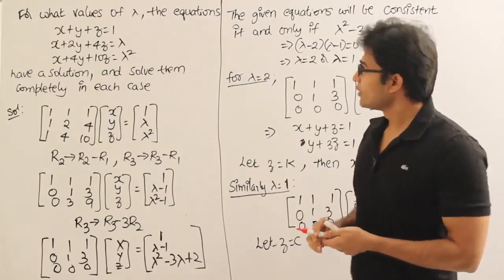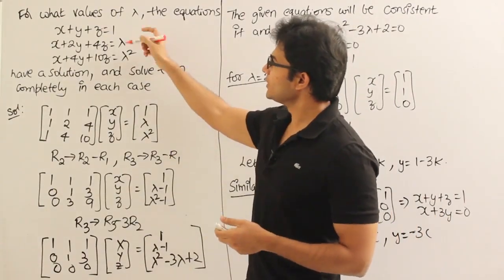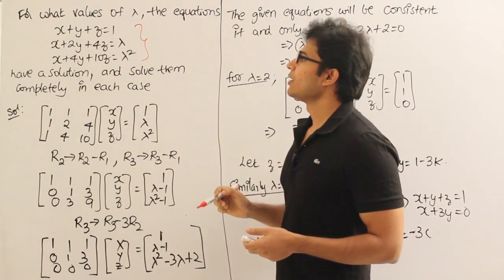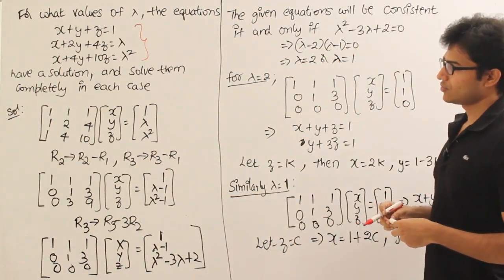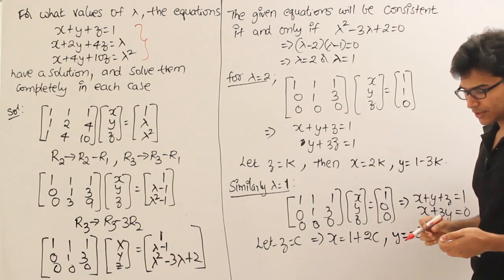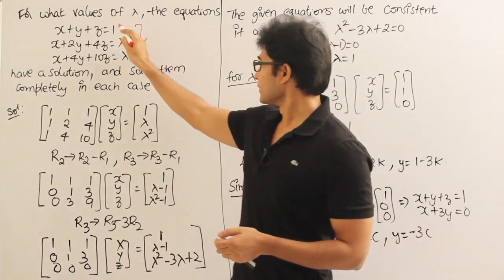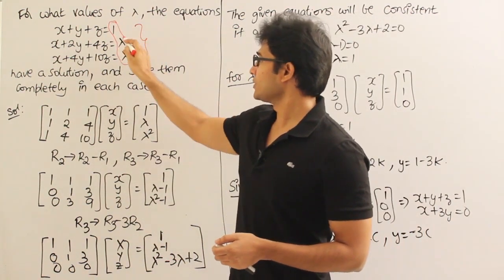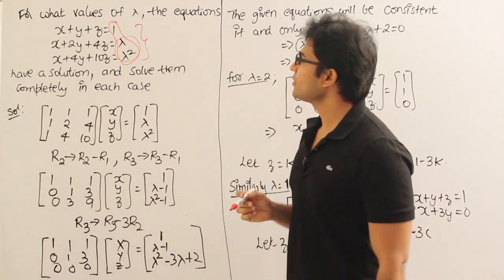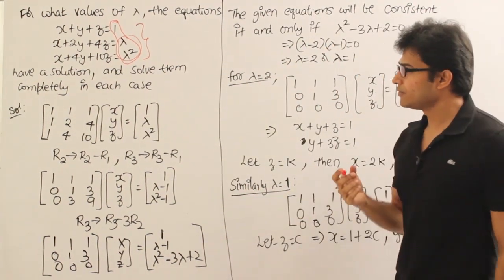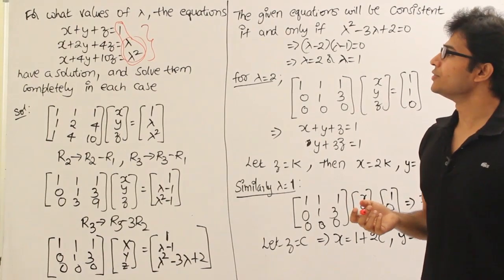Now let's see this. For what values of lambda do these three given equations have a solution, and solve them completely in each case. They have not given the values of lambda, and now they are asking us what the values should be for it to have a solution.